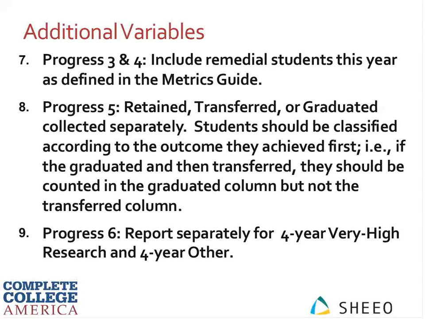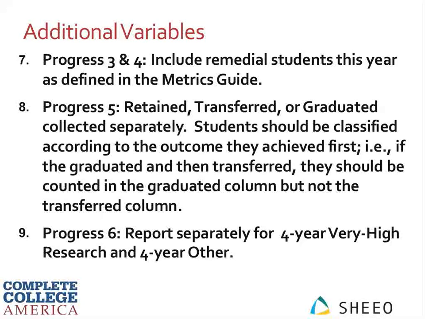In progress 3 and 4 metrics, we are including remedial students as disaggregation categories, as defined in the metrics guide. In progress 5, we are splitting apart the transferred and graduated column so that we have retained, transferred, and graduated collected separately. And students need to be reported according to the outcome they achieved first.